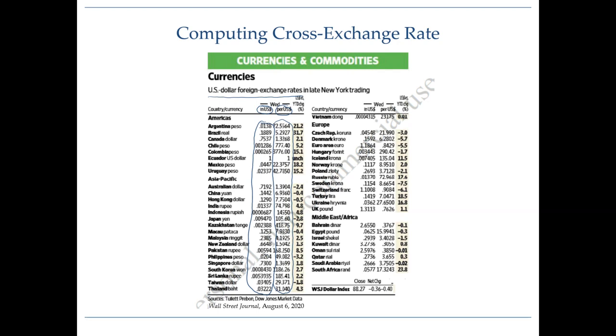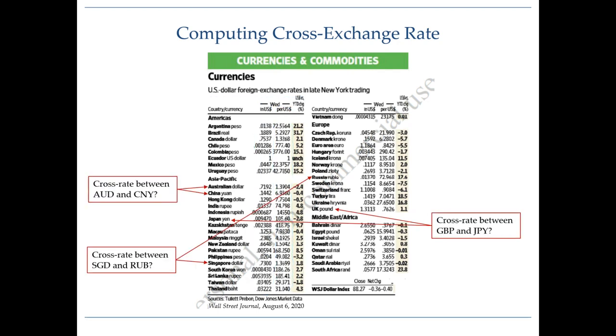Let's take a look at an example and see how we can do that. Let's compute the cross rate between the Australian dollar and the Chinese yuan, the cross rate between the Singapore dollar and the Russian ruble, and the cross rate between the British pound and the Japanese yen. As long as we have dollar exchange rates for these currencies, we can always compute a cross exchange rate between them.